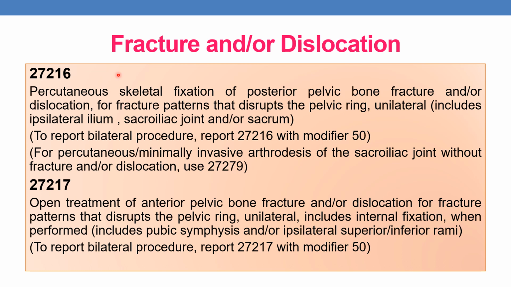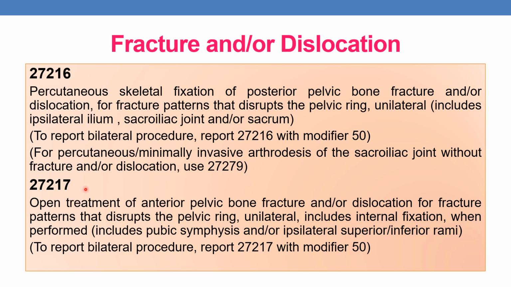The next CPT is 27216. It deals with percutaneous skeletal fixation of posterior pelvic bone fracture and/or dislocation for fracture patterns that disturb the pelvic ring. Unilateral includes ipsilateral ilium, sacroiliac joint and/or sacrum. And to report a bilateral procedure, you need to append modifier 50 to 27216. And for percutaneous, minimally invasive arthrodesis of sacroiliac joint without fracture and/or dislocation, you need to use 27279.